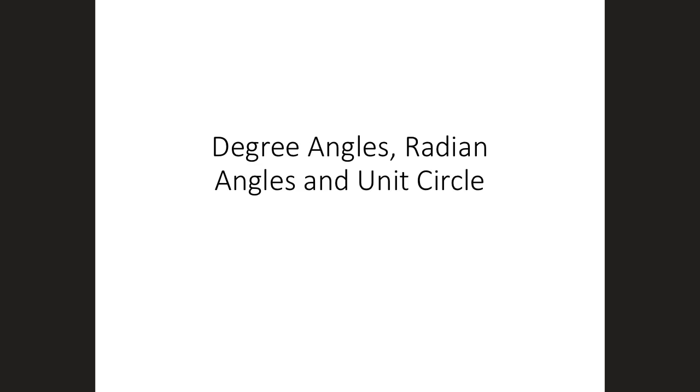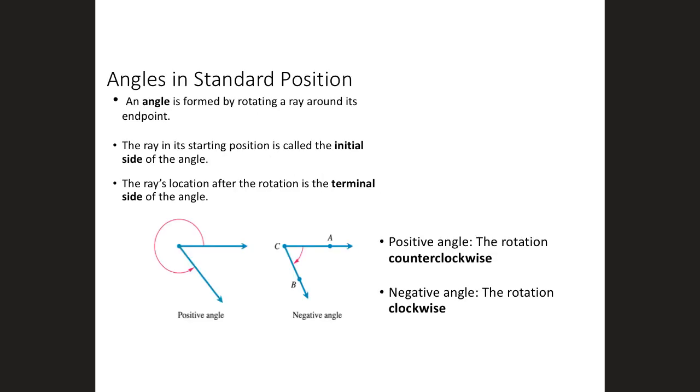Hey pre-calc students, in this video we're going to talk about degree angles, radian angles, and then how they fit on the unit circle. Okay, we've been talking about angles in a triangle, but you can also have an angle in what's called standard position. An angle in standard position is an angle formed by rotating a ray around its endpoint.